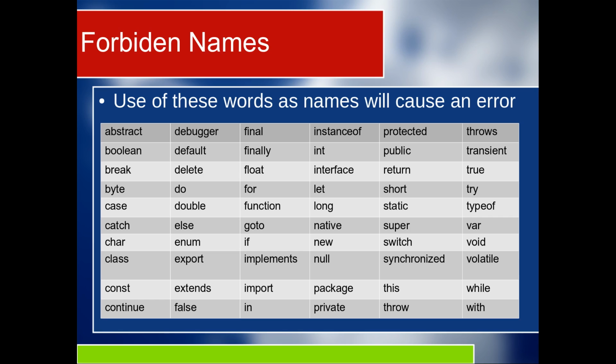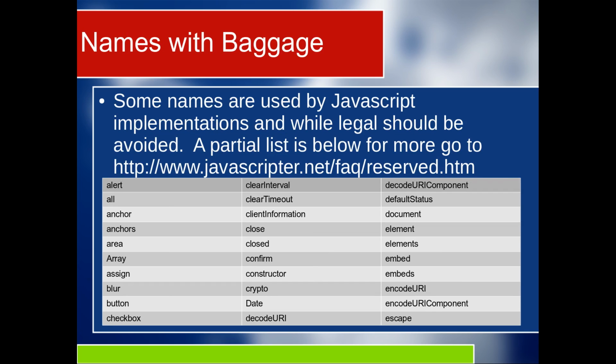Now some names you can't use, and that's because these names are reserved by the language itself. If you try to set a value to any variable with these names, you're going to get an error and execution will stop. But just because something can be used as a name doesn't mean you should. If you use these as a name, although it's legal and will probably let you do it, you're going to disable some part of your implementation. There are about 111 of these. This is just a partial list. For a full list, go to www.javascripter.net/fact/reserved.html to get more of them.